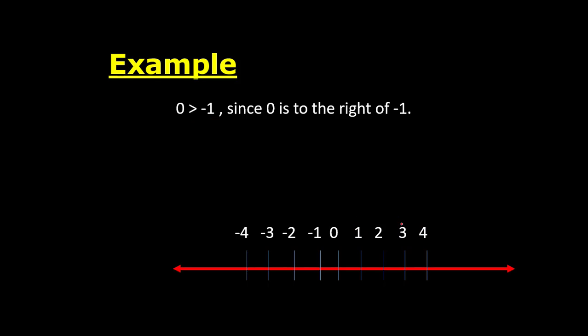Next, we have two numbers, 0 and -1. It is clear that 0 is greater than -1, since 0 is to the right of -1. Now -2 and -3. So -2 is greater than -3, since -2 is to the right of -3.